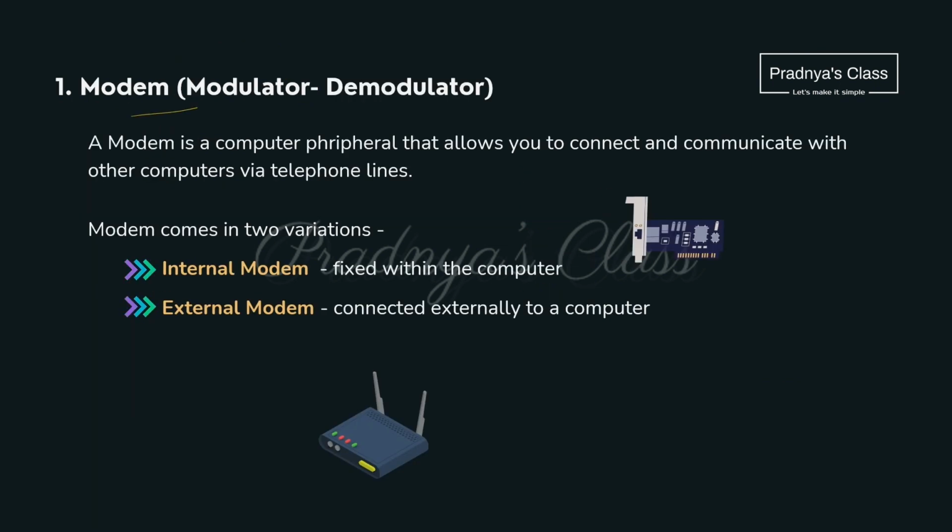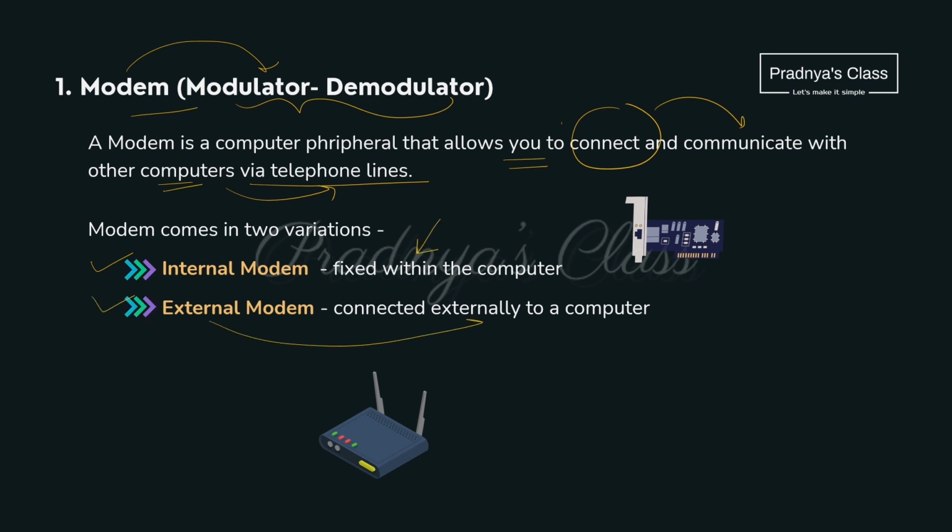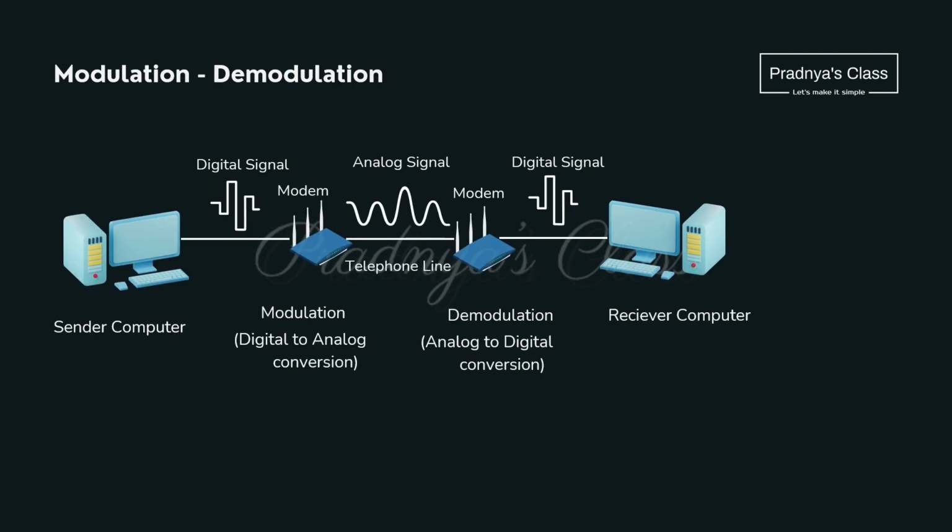The word modem is made up of two words, modulator and demodulator. What is the use of modem? It allows you to connect and communicate with other computers, that too through telephone lines. Modem can be internal, which is fixed inside the computer, or it can be external, which is connected externally to the computer. Look at the process of modulation and demodulation.